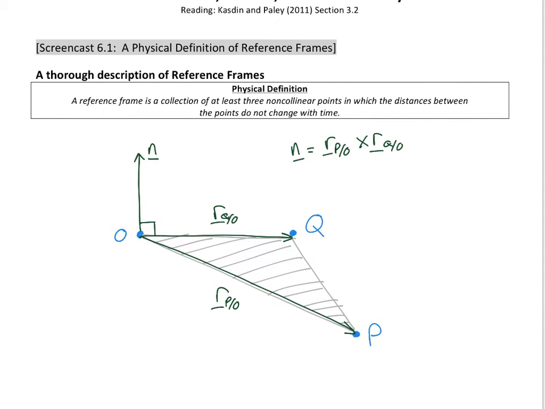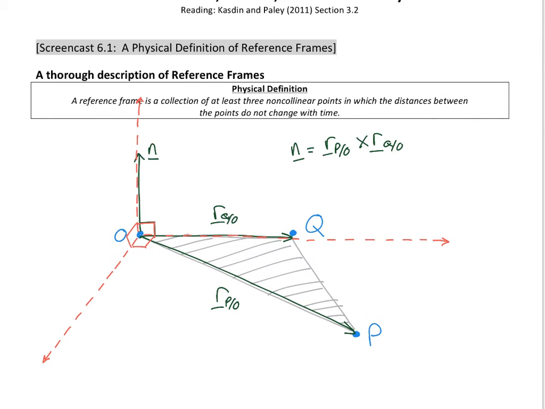We'd like to think in terms of 3 orthogonal directions. So let's define those 3 orthogonal directions. Let's use O as our origin and define the first direction along OQ. We'll define the second direction in our reference frame perpendicular to the plane along N. And then we'll define a third direction that's perpendicular to both of those vectors. And so now we have 3 orthogonal directions, and we have our directions that are going to define a 3-dimensional Euclidean space.